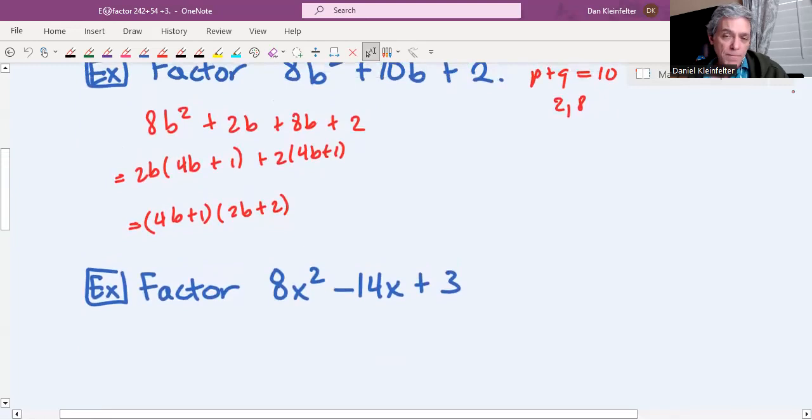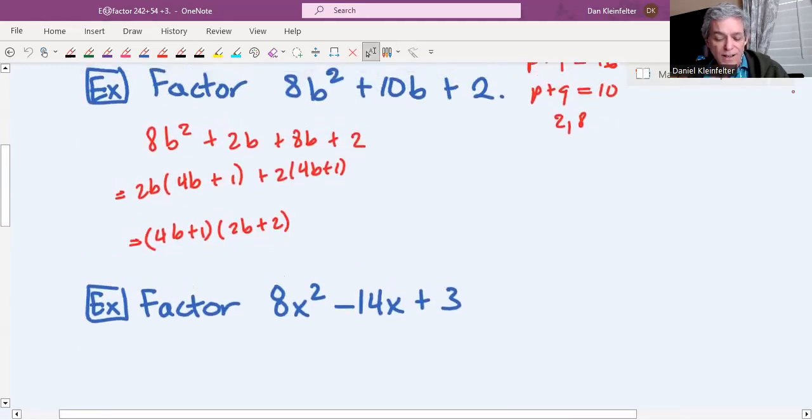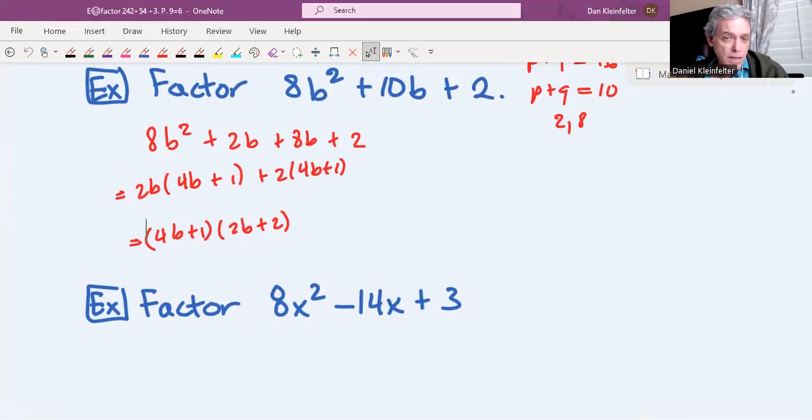Okay, one more to try. For this one, you can do all of it. Figure out what the two numbers are that we're looking for, and then split the middle term accordingly, and then factor by grouping. So take a second, pause the video, and try it yourself, and then restart the video and see how you did.